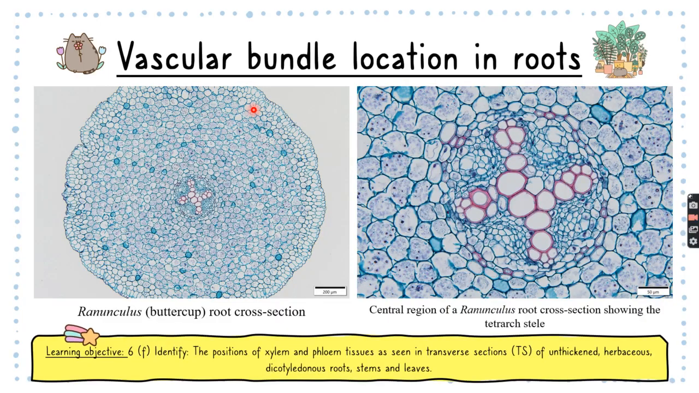Okay, so this is the vascular bundle location in the root. Vascular bundle is both the xylem and the phloem because they come in a bundle and they are vascular, like vessels. So if we have a look at this image right here, this is the buttercup cross section of the root. Imagine like a taproot, and then you cut it. And you can see in the middle over here, there's like an X marks the spot there. And if you zoom in, this is actually the central region of the root.